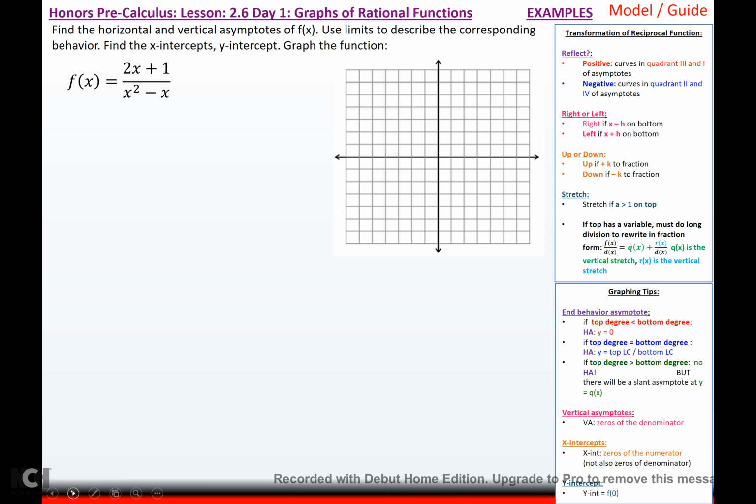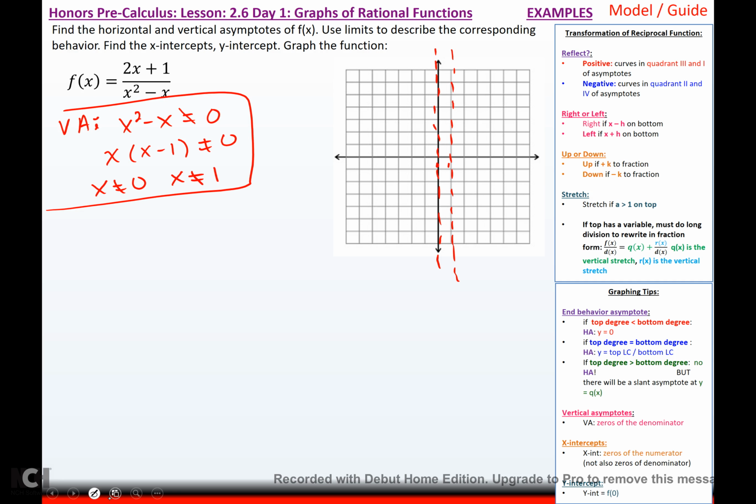Alright, let's try another one. So let's look at vertical asymptotes. Mr. Denominator can never equal 0. I can factor this. I can factor out an x, which would leave x minus 1 cannot be 0, which means x cannot be 0 and x cannot be 1. So at 0 and at 1, I'm going to have vertical asymptotes. Okay? There's my vertical asymptotes.